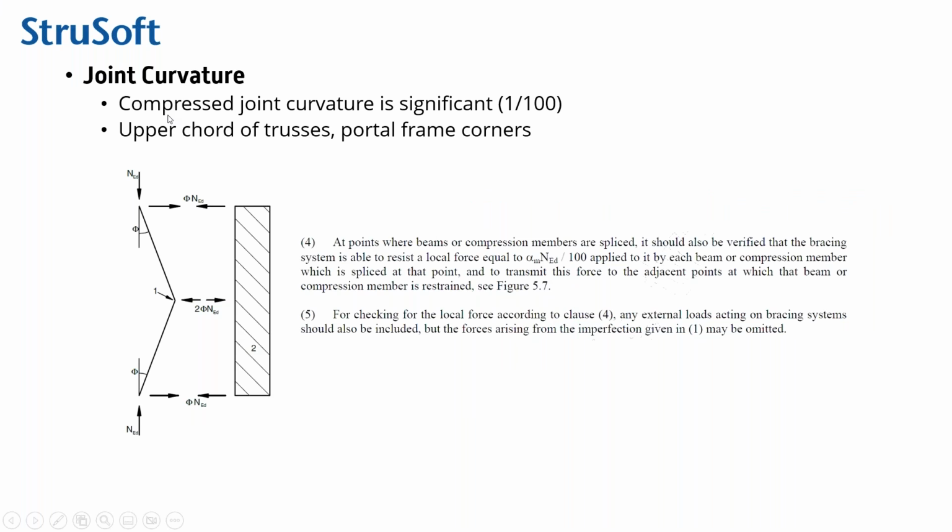And this is the joint curvature, which is the most commonly missed type of curvature in models. If you have a connection at this point 1, a compression column, compression brace or something, or this can even be a frame corner like a portal frame corner, it's really high. 1 divided by 100 is a really large number. It will give you really high bracing force needed for your systems.